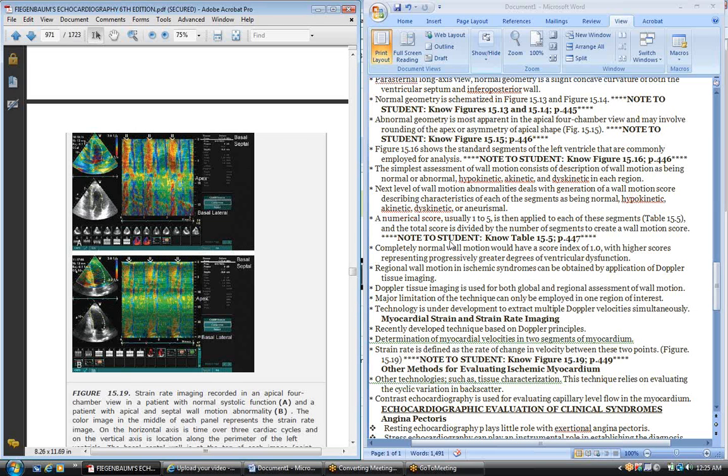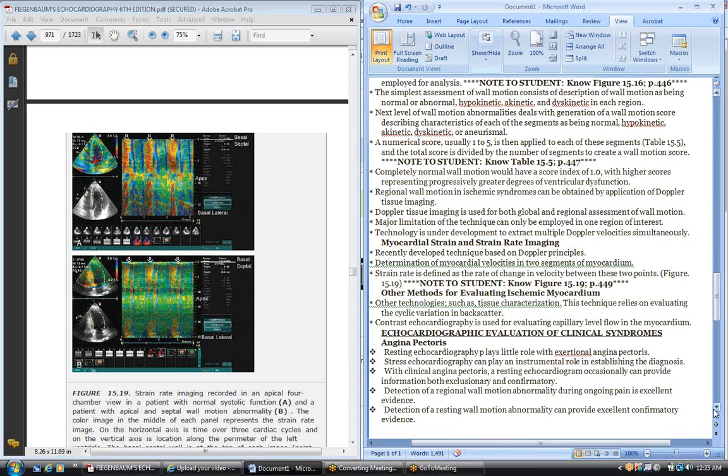Other technologies include tissue characterization. This technique relies on evaluating the cyclic variations in backscatter. Again, this is something that's brand new. It's not being used in the field yet. Next, we're talking about contrast echocardiography, for evaluating capillary level flow in the myocardium. We use contrast injected into the heart, and you can see it perfuse into the tissue, and you can try to determine if perfusion is happening in a uniform manner. Again, this is not being used yet.